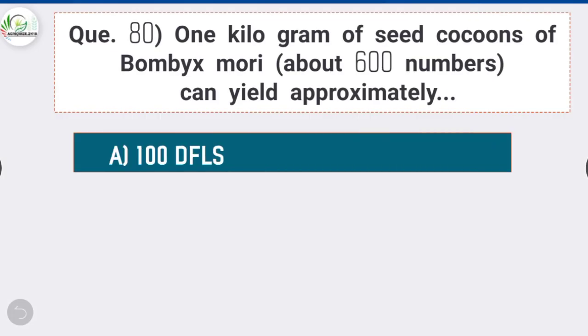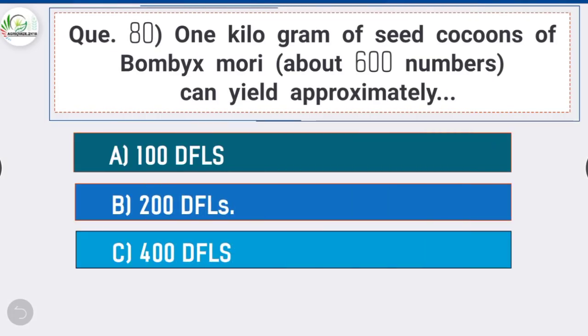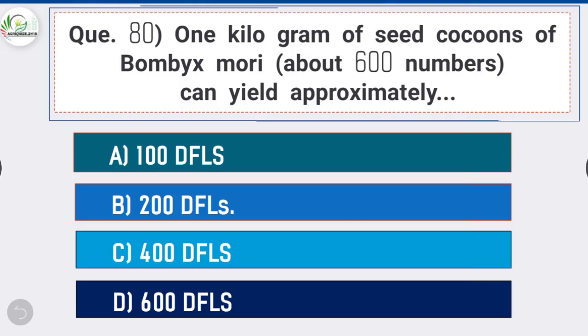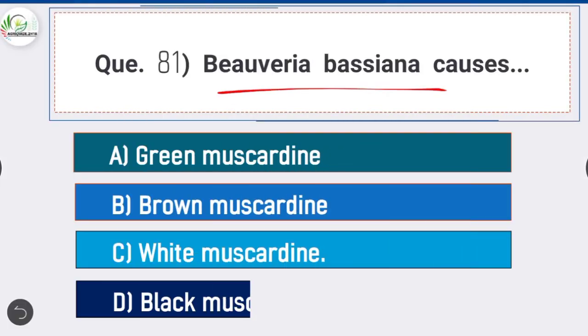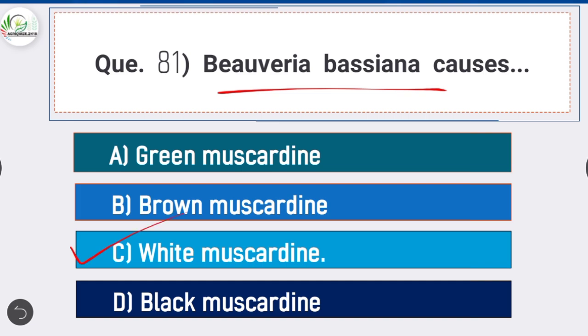Question number 80. 1 kg of seed cocoons of Bombyx mori, about 600 numbers, can yield approximately, and the correct answer is 200 DFLs. Question number 81. Beauveria bassiana causes, and the correct answer is white muscadine. Beauveria bassiana causes white muscadine.